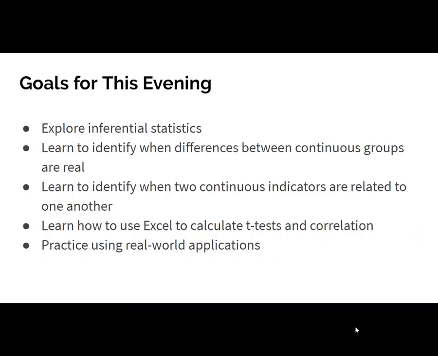Some of my goals for today: to explore inferential statistics, to get your toes wet in that, to learn to identify when differences between continuous groups are real, and to learn to identify when two continuous indicators are related to one another. There are two tests, each with its own test. To learn how to use Excel to calculate those two tests, which are called t-tests and correlations. And to practice using real world examples.